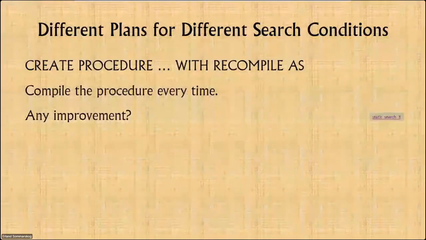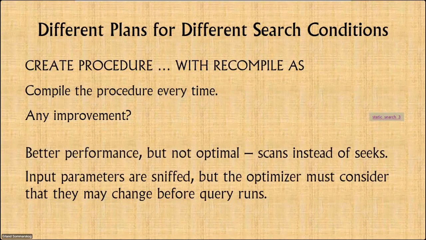So now, well, again, better performance, but not optimal. We got scans instead of seeks, because the input parameters are sniffed, but the optimizer must consider that they may change. So therefore, we need to look for something else.